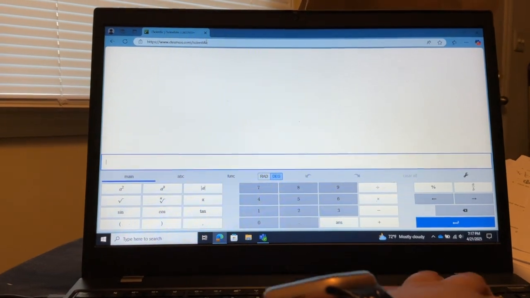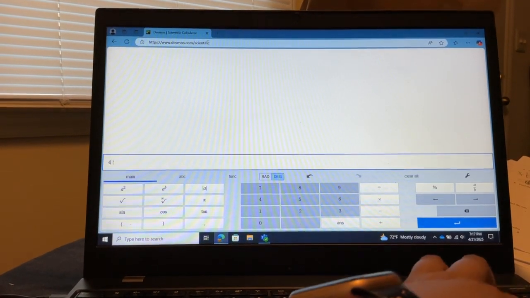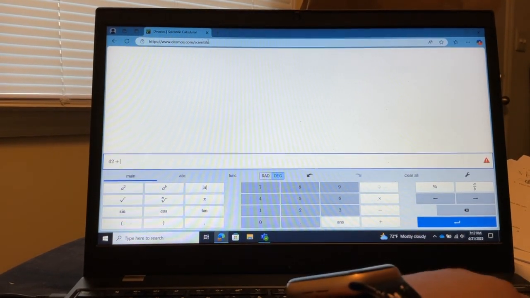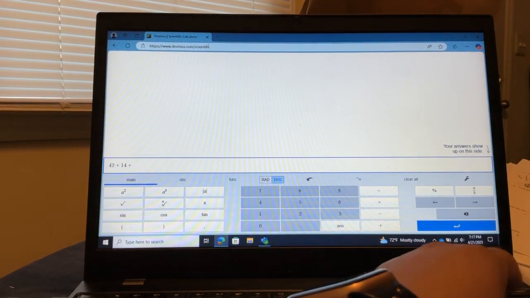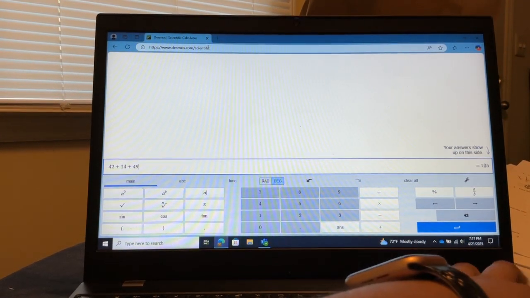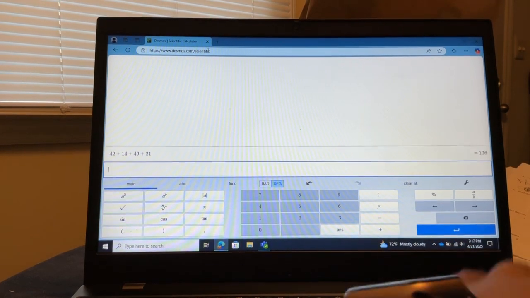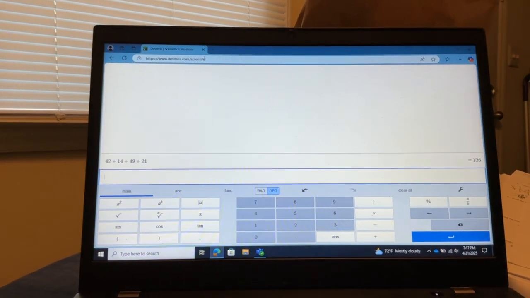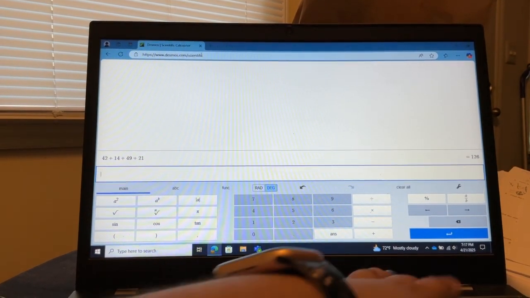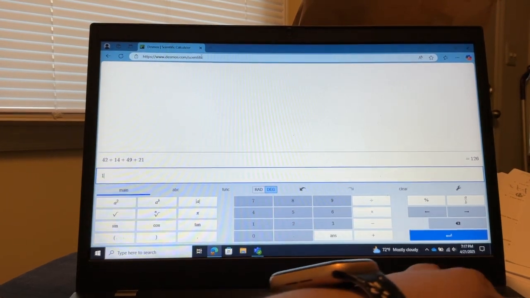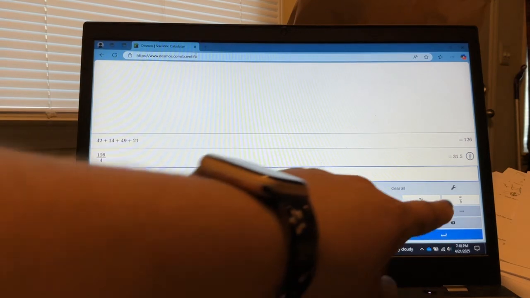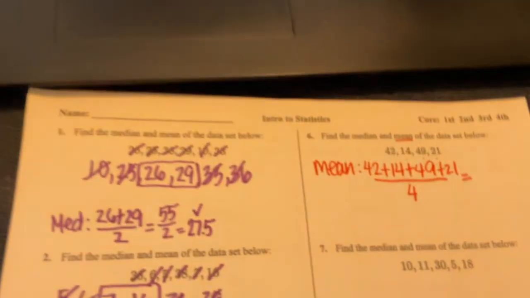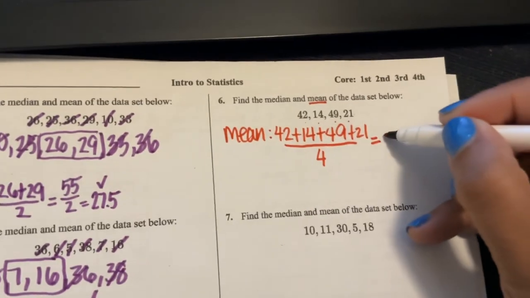So we're going to type in 42 plus 14 plus 49 plus 21, which gives us 126. But then you have to divide that number by 4. And you end up getting 31.5. That is the mean.